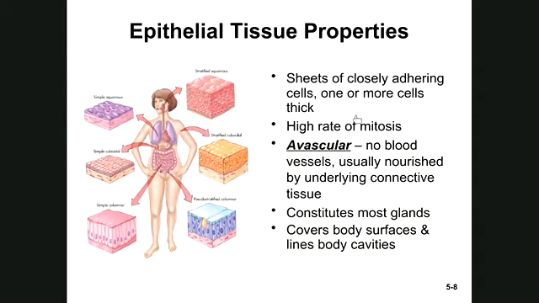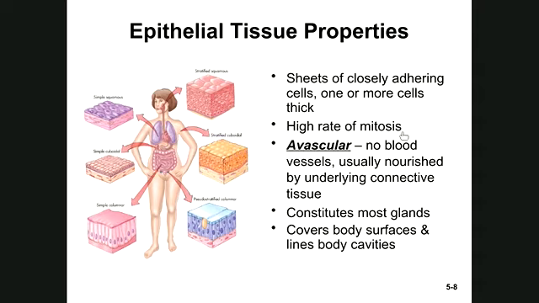First, they are sheets of closely adhering cells. Sometimes we have one layer, sometimes we have more than one layer of cells. They can do mitotic division at a high rate because the epithelial cells are in contact with the external environment, and most of the time we have trauma, injury, or problems for the epithelial cells. So they need to have this capacity to regenerate themselves by mitotic division.